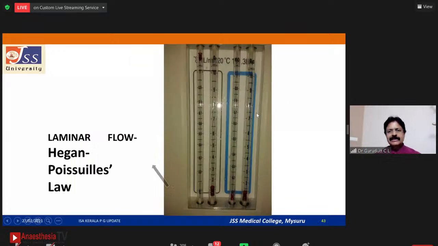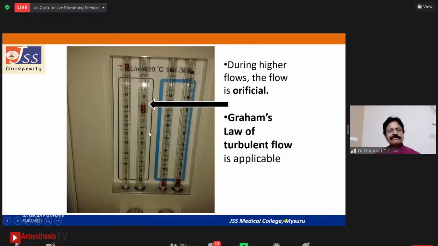We know that in the case of low flows, the flow is laminar and obeys the Hagen-Poiseuille law, which says flow is inversely proportional to viscosity. For higher flows, because the flow is orificial and turbulent, it obeys Graham's law of turbulent flow, and Graham's law says that the flow is inversely proportional to the square root of density. This is again a common question in the exam, because for higher flows it is always the density, and for lower flows it is always the viscosity which governs the flow.